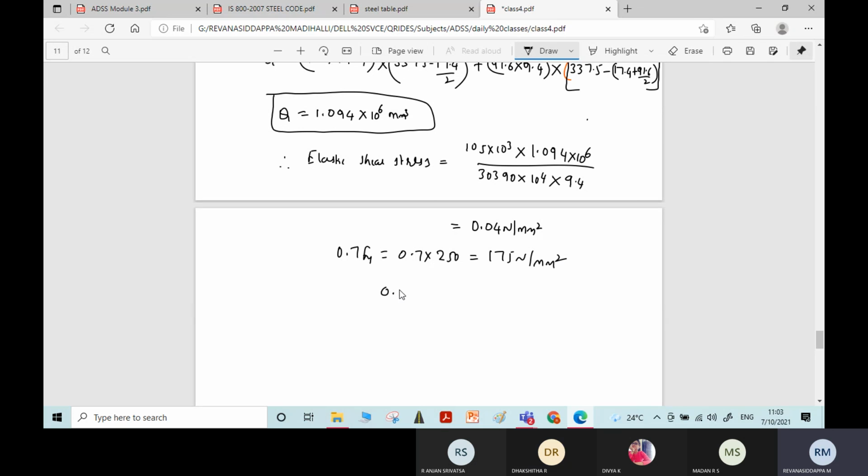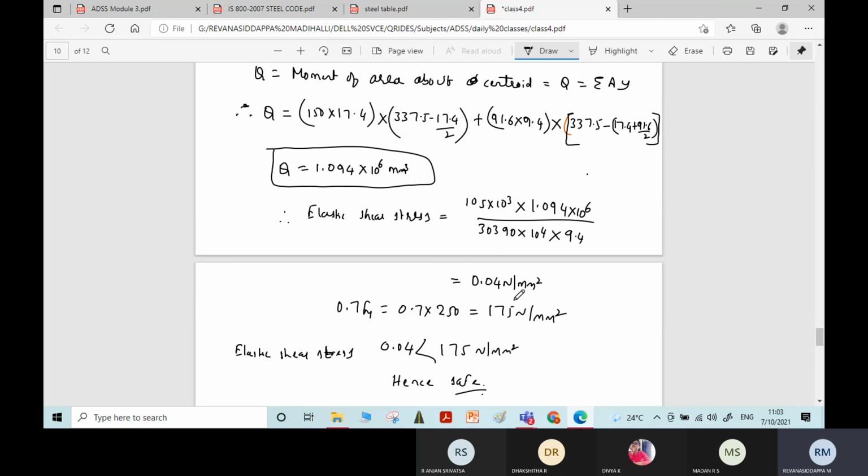Therefore, this 0.04 elastic shear stress is less than 175 Newton per mm square. This is the shear stress acting, this is the shear resistance. Hence safe. Okay. So this completes the full design of the castellated beam.